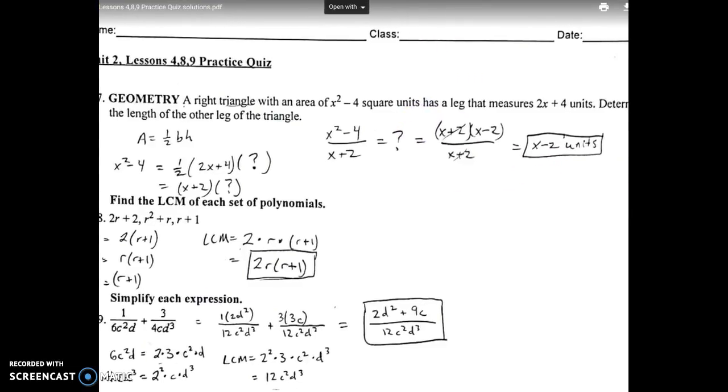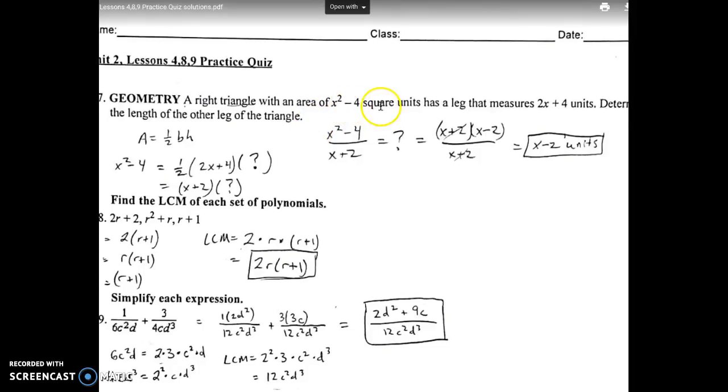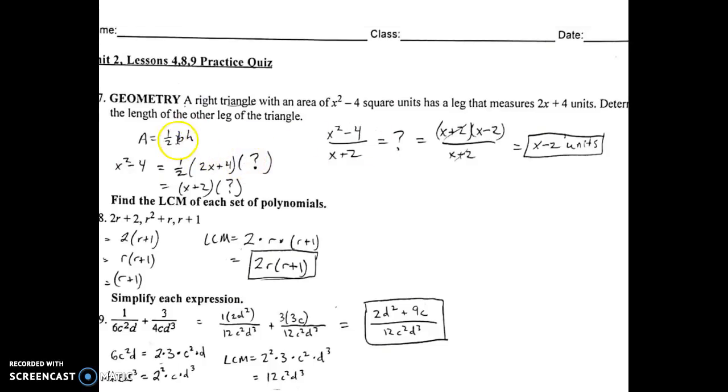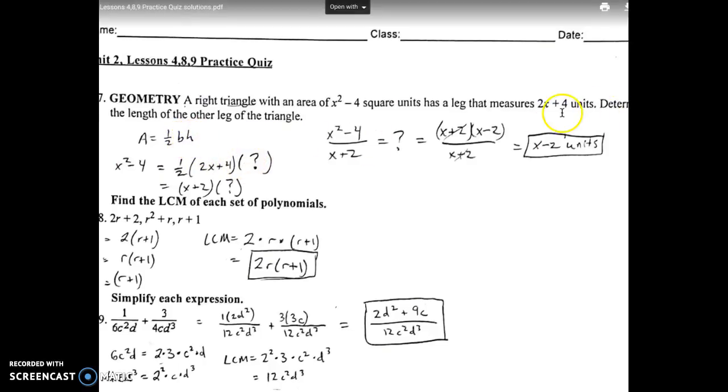I'm going to slide this over a little bit. With an area of x squared minus 4 square units, has a leg that measures 2x plus 4 units. We need to determine the length of the other leg of the triangle. So for this problem, you need to know the area formula for a triangle is 1/2 base times height. And then you're going to plug in the values they gave you. The area is x squared minus 4. One of the sides of the triangle, either the base or the height, it doesn't matter, is the 2x plus 4. And then the other side is unknown.